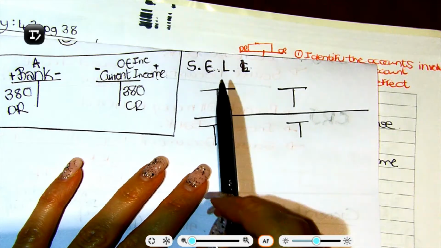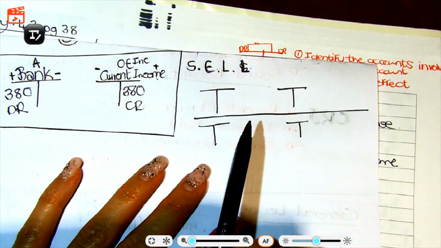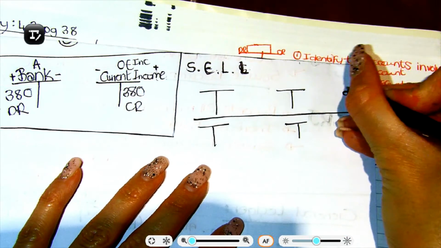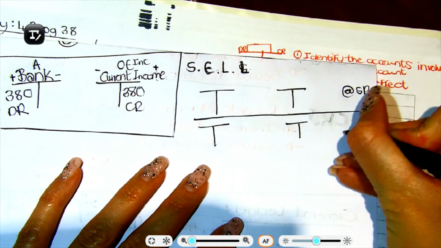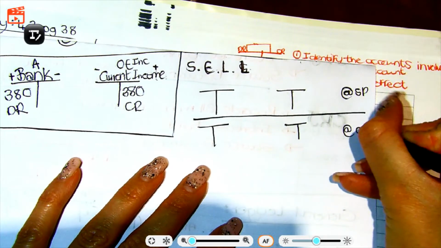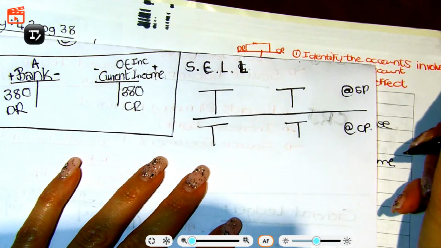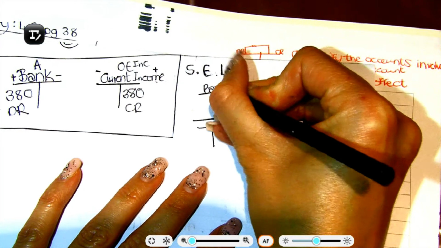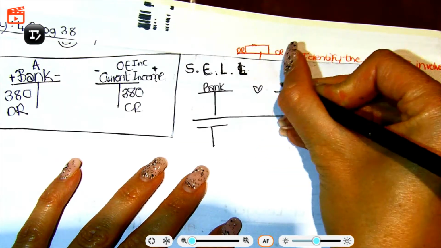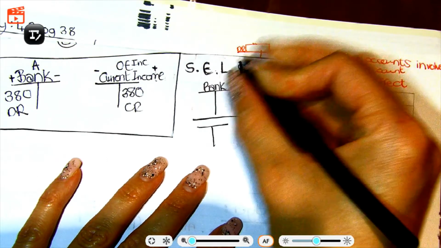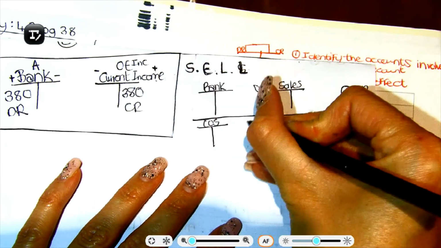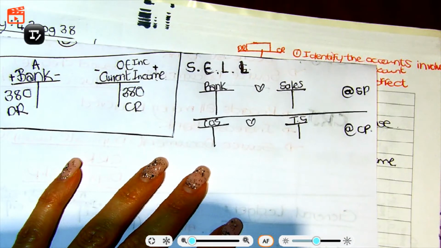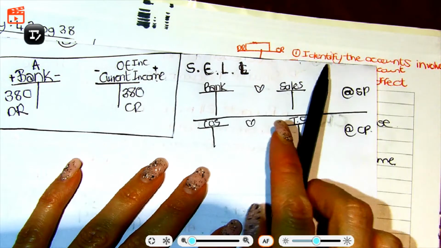In two. These two are married to one another, and these two are married to one another. This is recorded at selling price, and this is recorded at cost price. It was a cash sale, so bank is married to sales, and cost of sales is married to trading stock. So that's my first part of transaction analysis.